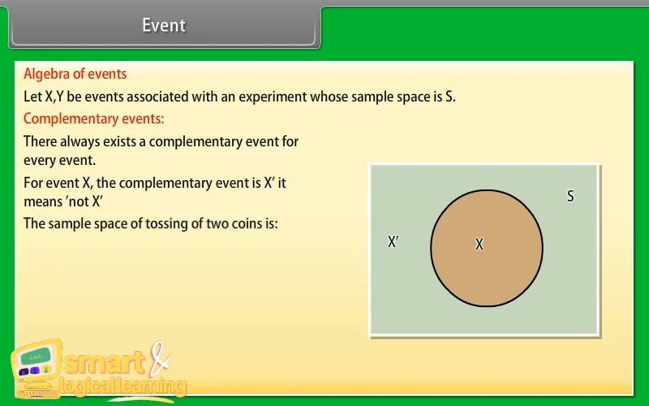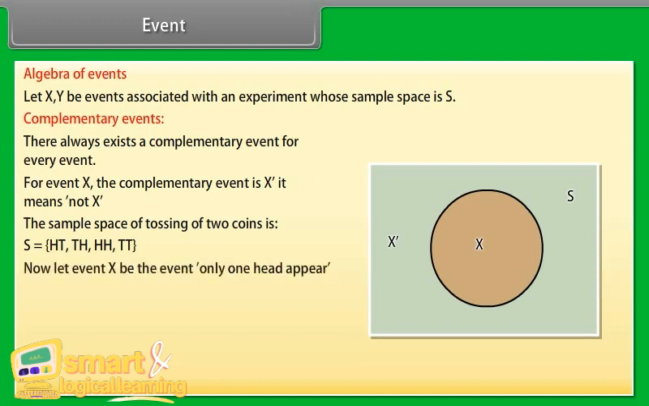The sample space of tossing 2 coins is S is equal to {HT, TH, HH, TT}. Now let event X be the event that only one head appears. X is equal to {HT, TH}. The complementary event X dash is equal to {HH, TT}.